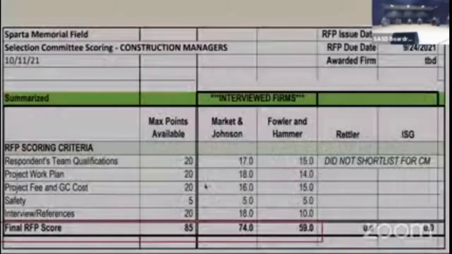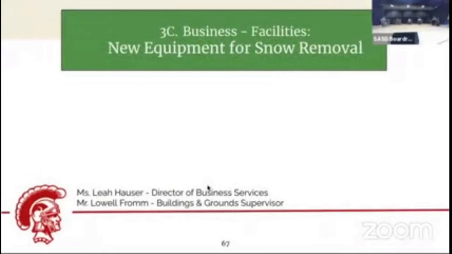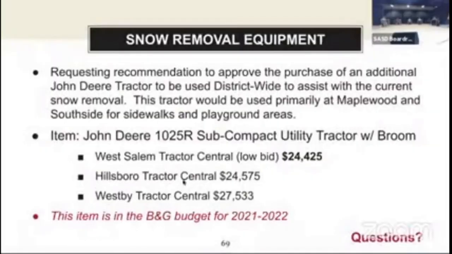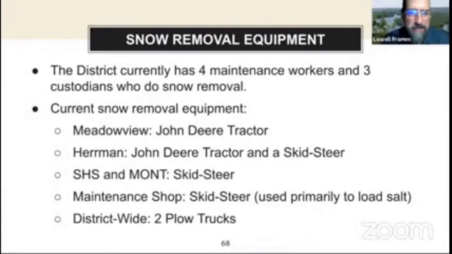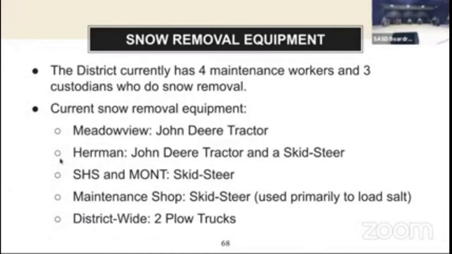Next one up, discussion and possible recommendation to purchase a John Deere tractor and a brush for snow removal. Mr. Fromm, Mr. Hawk, Ms. Heiser. Go ahead, Leah. I don't know if Lowell's on. I'm on. Okay, I'll take this one again since I can see the slides, and then Lowell's here for questions or to fill in any blanks. So for snow removal, that season is coming upon us quickly.